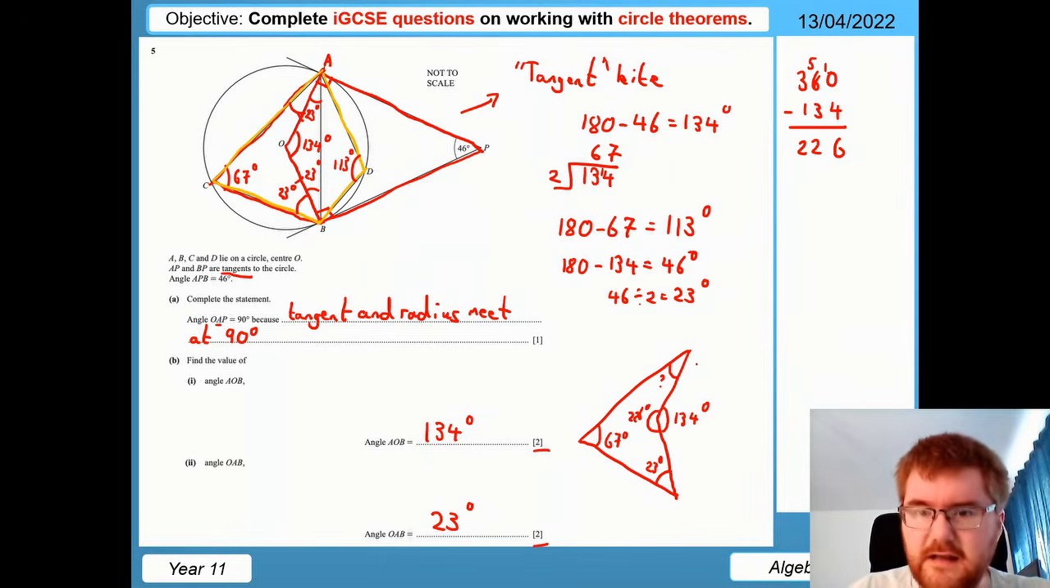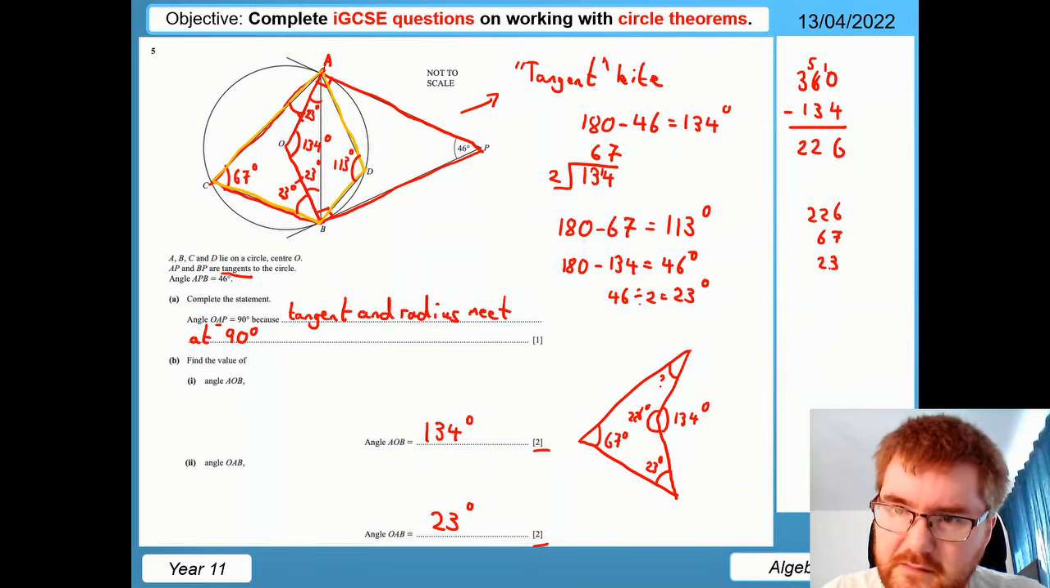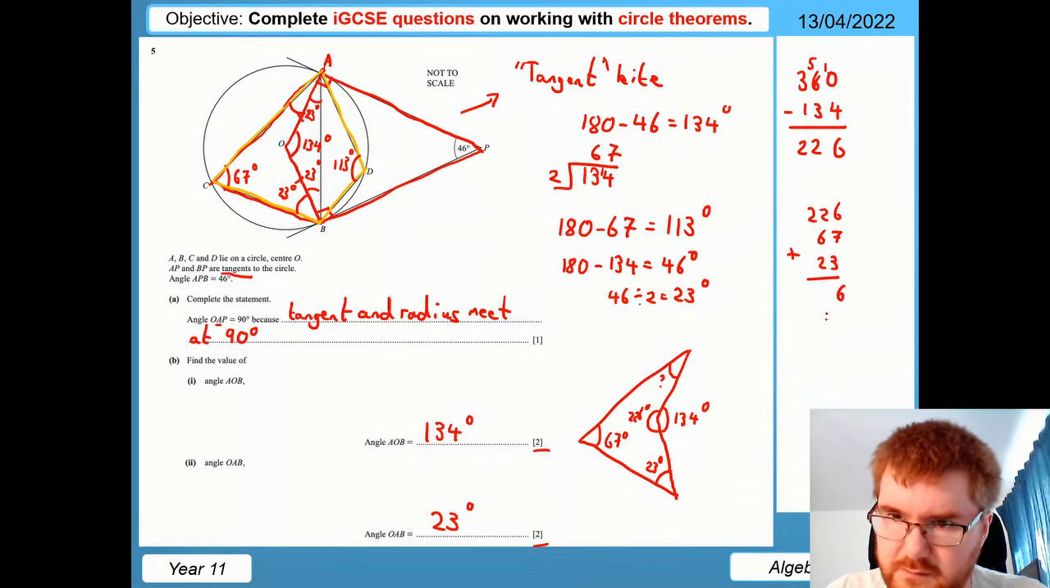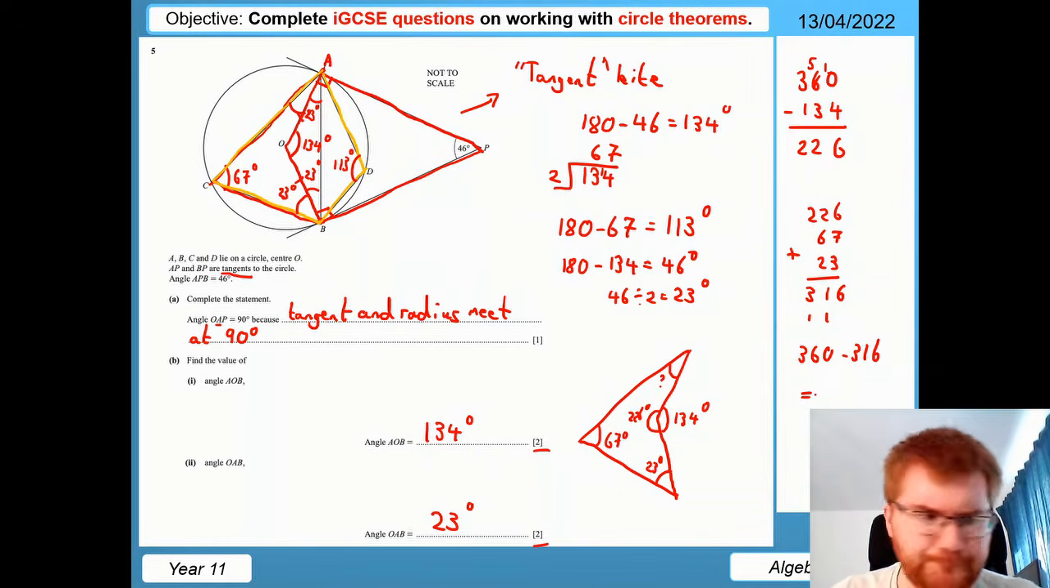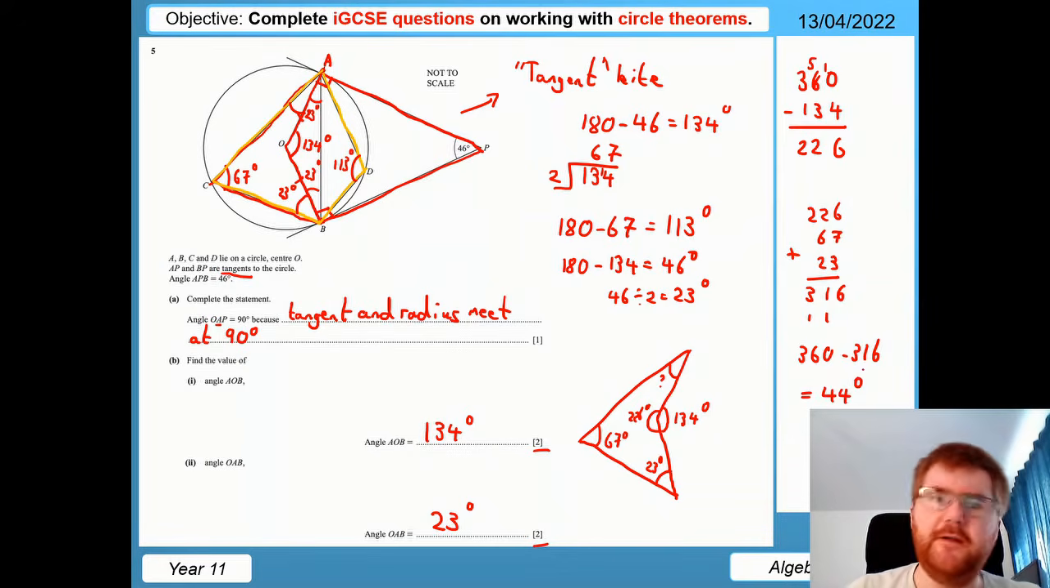226, and then angles in a quadrilateral add up to 360. So if I just add together 226, 67, and 23, and add those together, I get 316, and then to work out the missing angle, I just do 360 minus 316. And that's going to get to my answer of 44 degrees if I take that away.